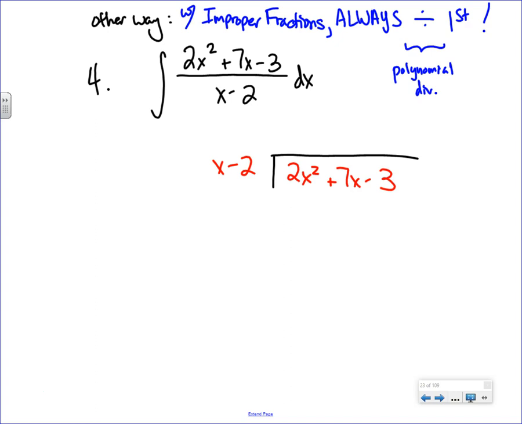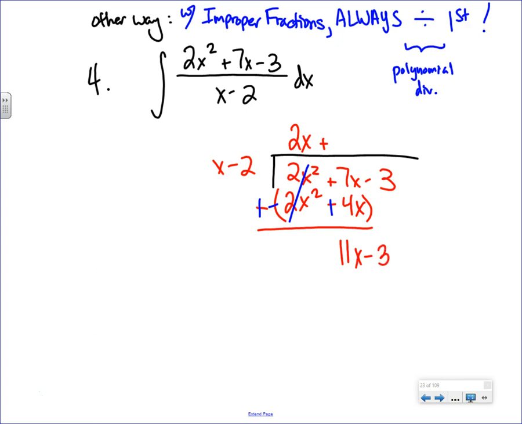So if we do polynomial division, we end up with 2x plus, well, hold on, we have to multiply. 2x times x is 2x squared. 2x times 2 is negative 4x. It's division, so I have to subtract. I'm going to distribute my negative. So easy to make a mistake there. I subtract the 2x squared and I subtract the negative 4x. How many times does x go into 11x?